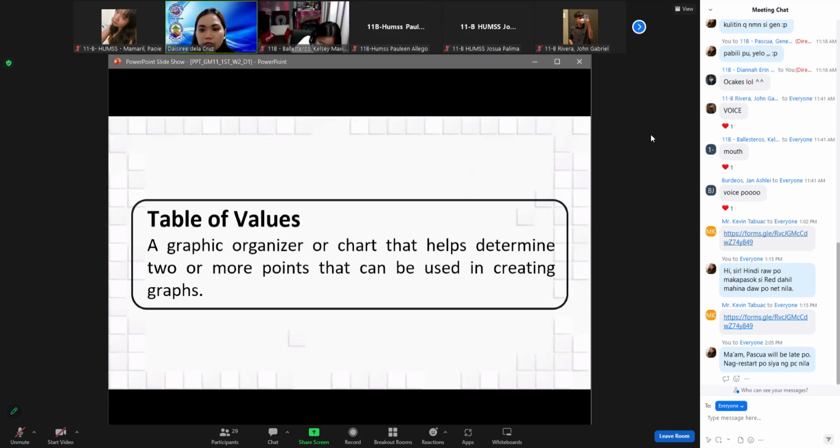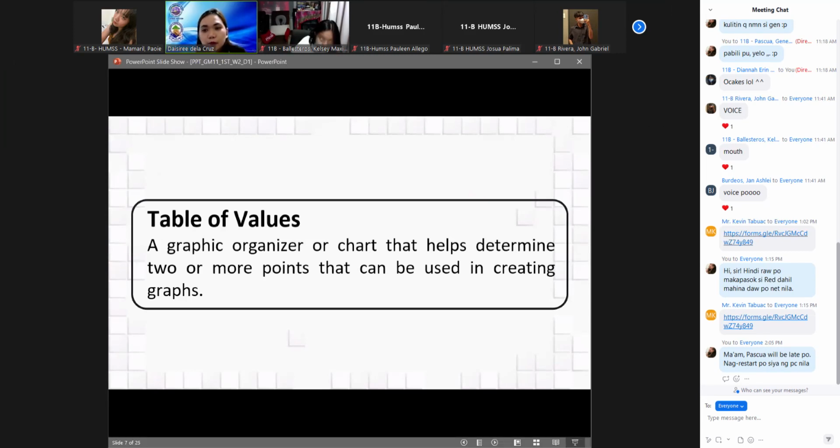First, we have a table of values. So pag sinabi pong table of values, it is a graphic organizer or chart that helps to determine two or more points that can be used in creating a graph.